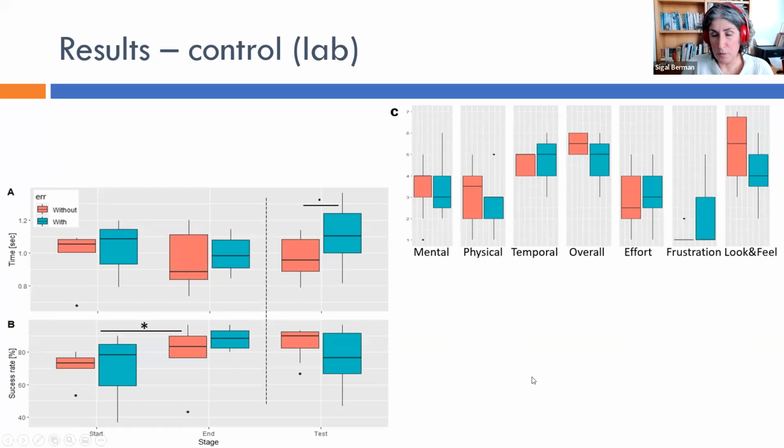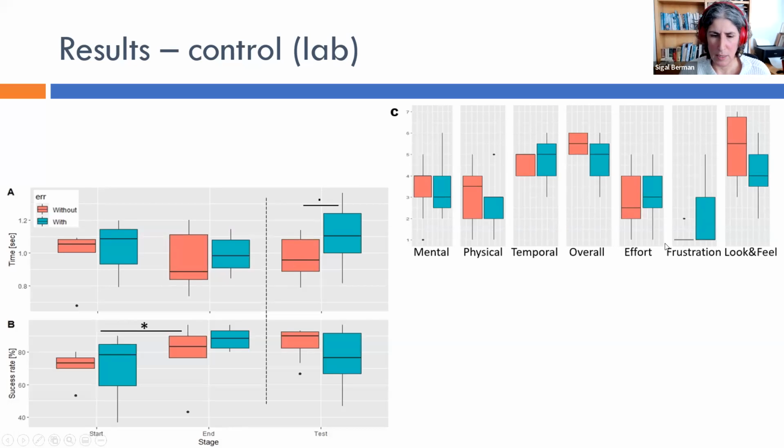With the control subjects in the lab, we saw an effect. We looked at success rate and at duration, time to reach the target, and the training took 30 minutes, and we saw an improvement in the success rate between start of the trial and end of the trial. And we also saw, when we later tested subjects that trained with error with a system when there was no error presented, that they took longer to reach the target.